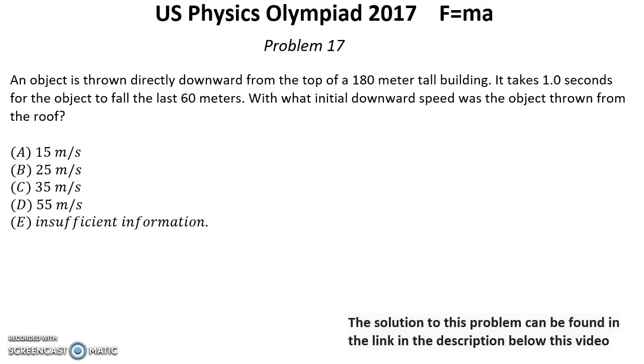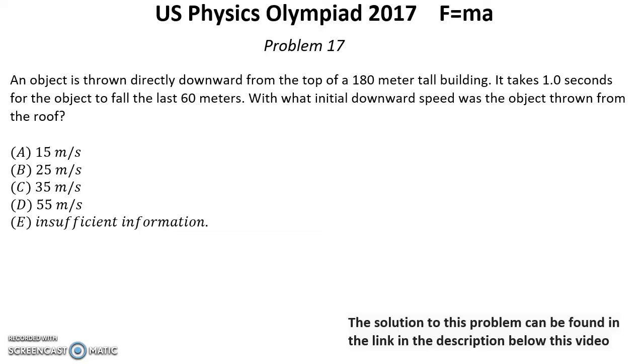Problem number 17. An object is thrown directly downward from the top of a 180-meter tall building. It takes 1 second for the object to fall the last 60 meters. With what initial downward speed was the object thrown from the roof? Solution for problem number 17.